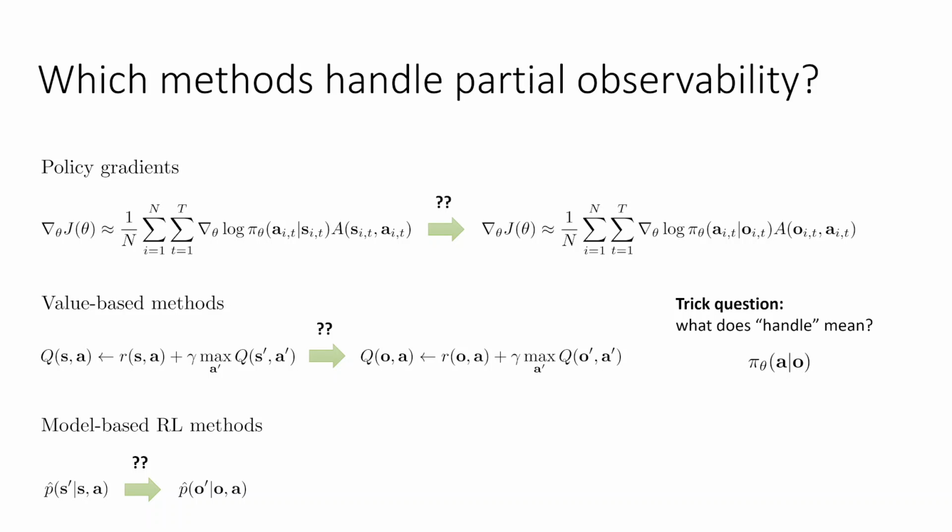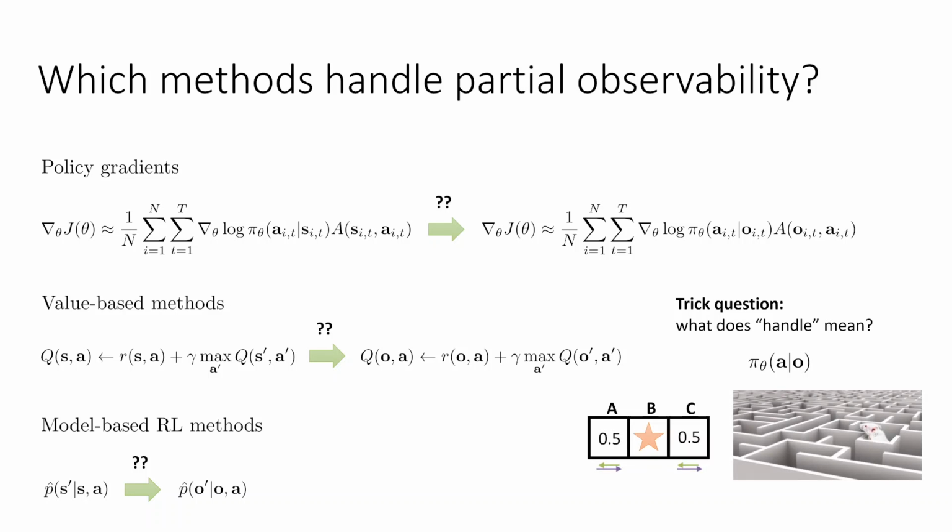So in all of these cases, we're going to be trying to get a policy that looks at an observation rather than a state and produces an action. And what we would hope to get, if the method is working properly, is the best policy that is possible, given that we only get to see the current observation. So in the example with the three states, that best policy would be one that goes left or right with 50-50 probability.